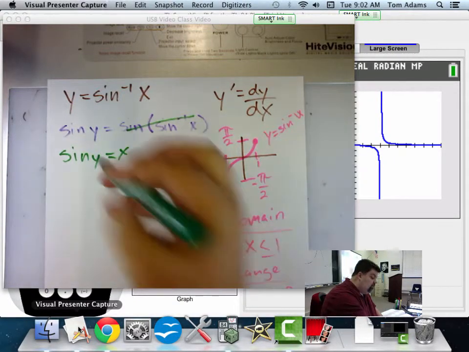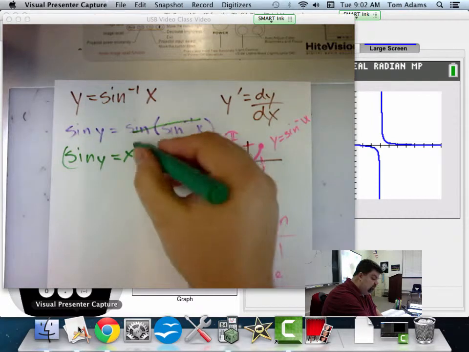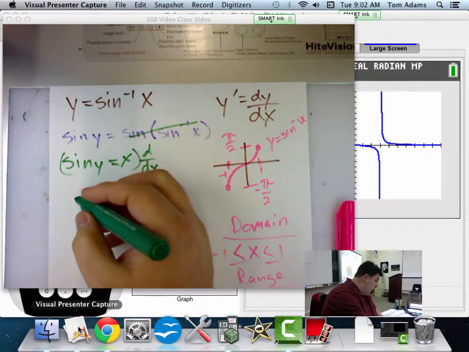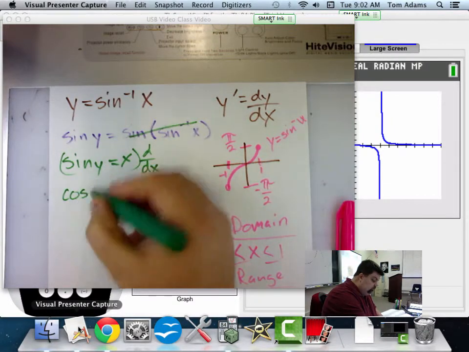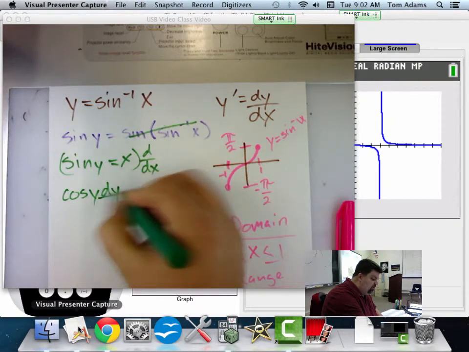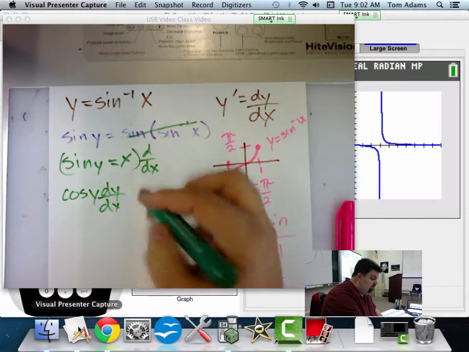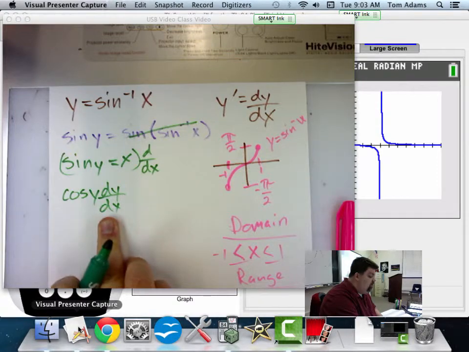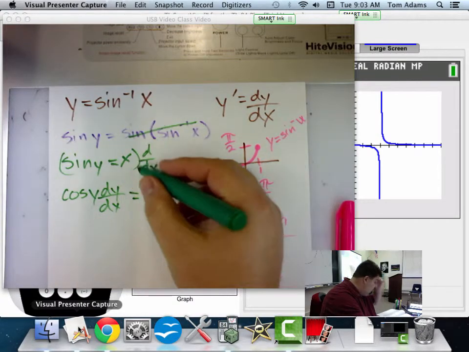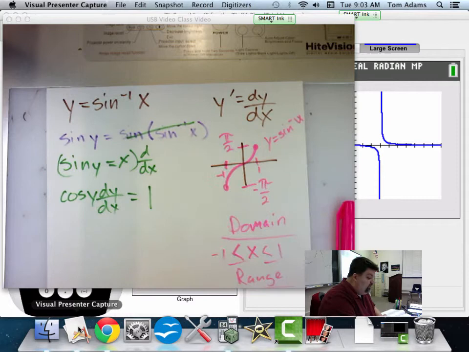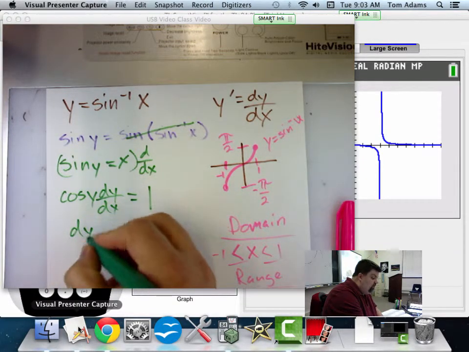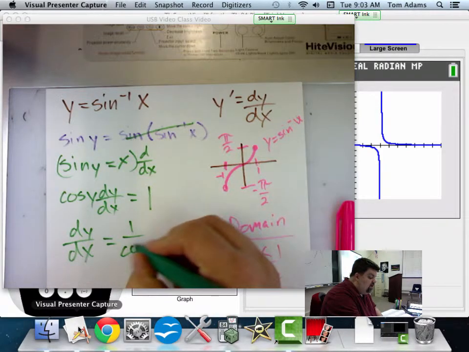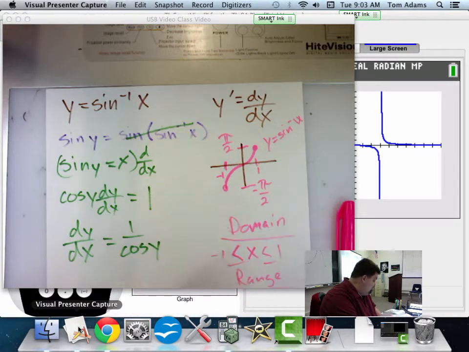So now I could take the derivative of that. And so what I end up with is cosine of y, but remember that we're taking the derivative implicitly. So wherever we have a y, we tack on dy dx, and then the derivative of x is just 1. So now to solve for dy dx, I get dy dx is equal to 1 over cosine of y.